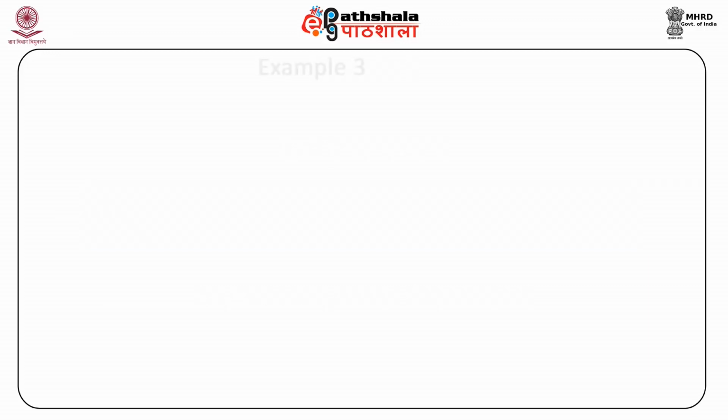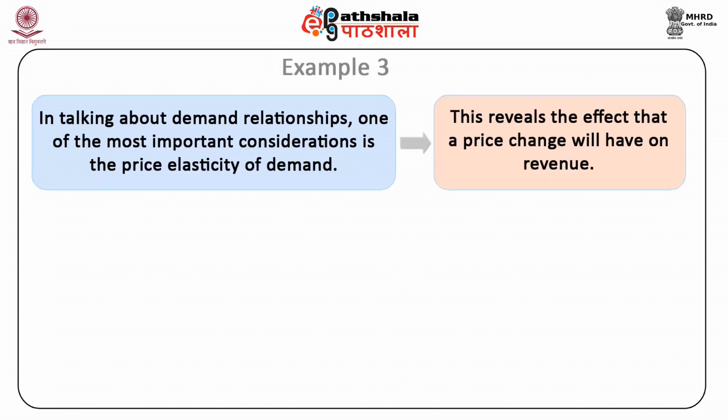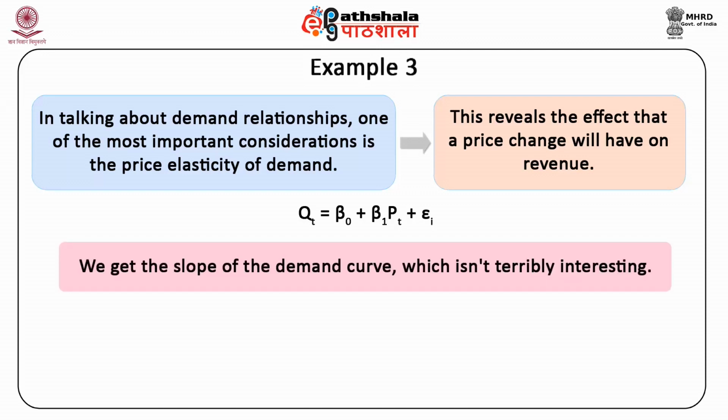Example 3. In talking about demand relationships, one of the most important considerations is the price elasticity of demand. Among other things, this reveals the effect that a price change will have on revenue. So if we estimate the equation Qt = beta 0 + beta 1 pt + epsilon t, we get the slope of the demand curve, which isn't terribly interesting.